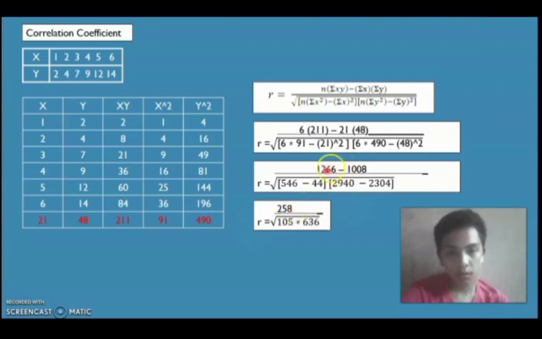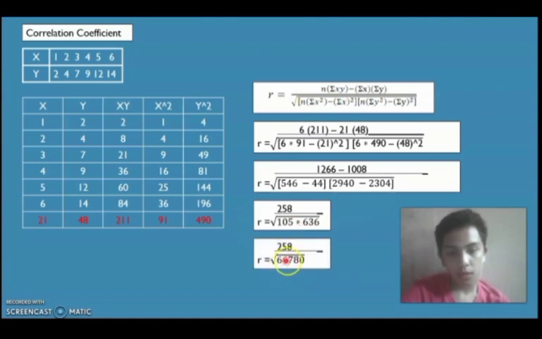And this is the difference of 1266 minus 1008. And this is also the difference of 546 minus 441. This is also the difference of 2940 minus 2304. We will multiply these in order to get the answer.